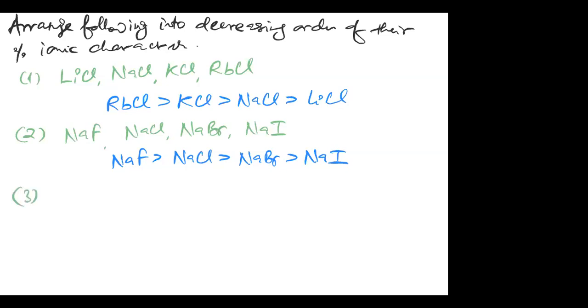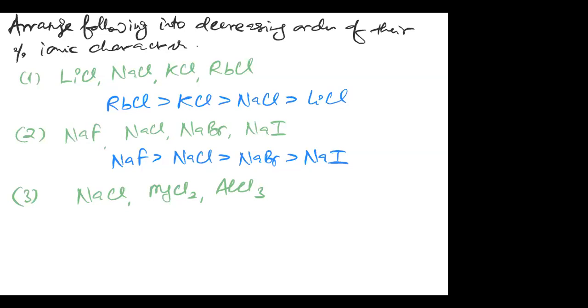Similarly, if we have another set of compounds, it is NaCl, it is MgCl2, and it is AlCl3. As far as percentage ionic character is concerned, again the anion is chloride ion. So chloride ion means they have the same polarizability. So the only change is the cation and its polarization power.